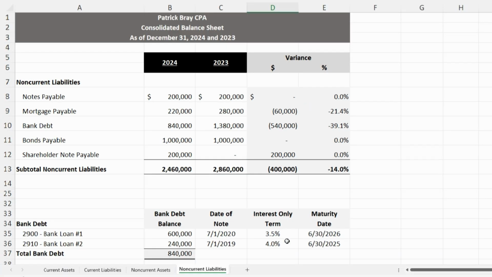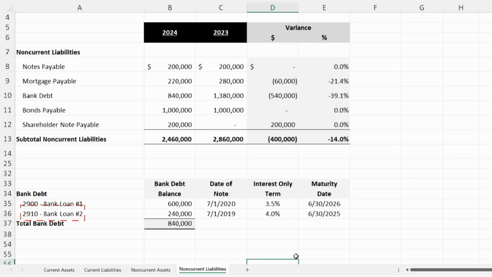Line item number 3, bank debt. These are loans that we've taken from a commercial bank, and we've taken out these loans for expanding parts of our business. We have general ledger account 2900 as our bank loan number 1, and general ledger account 2910 as bank loan number 2.